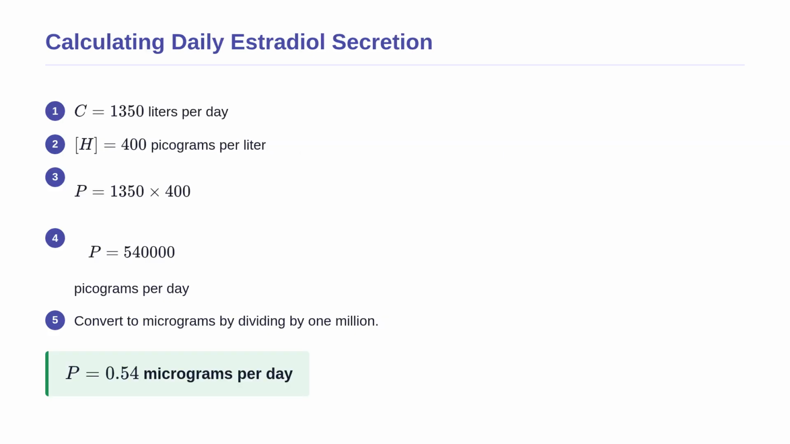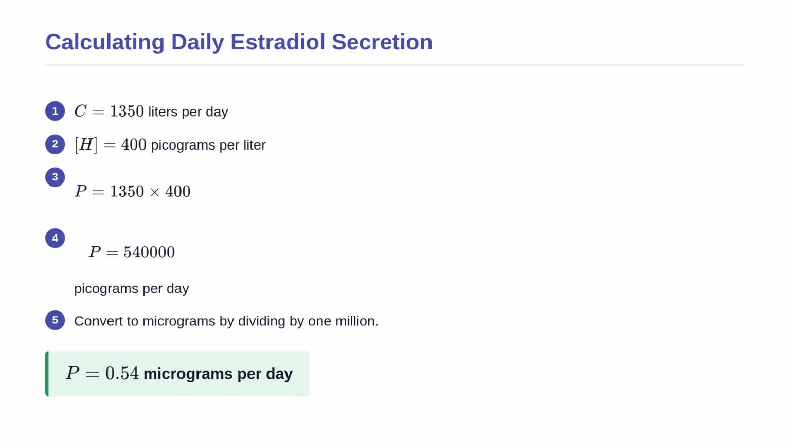Let us see this clearance formula in action to determine if a female patient's ovaries are producing a healthy amount of estrogen. We are given a metabolic clearance rate of 1,350 liters per day. Her blood plasma concentration of estradiol is 400 picograms per liter. We need to find her total daily production rate.